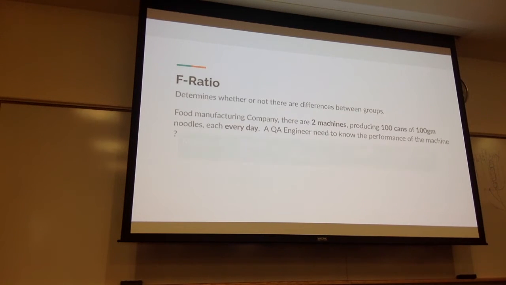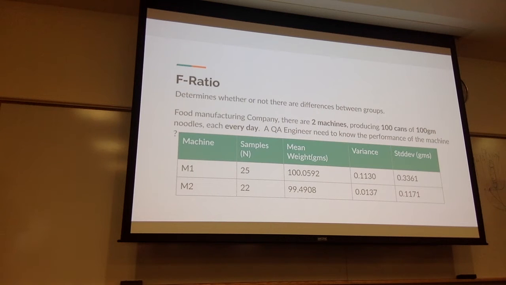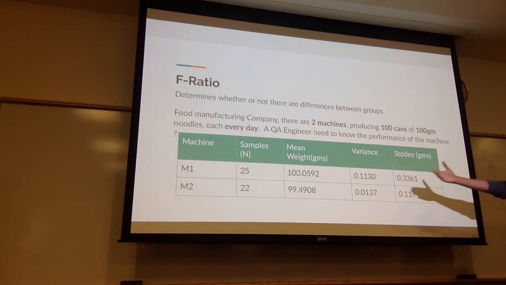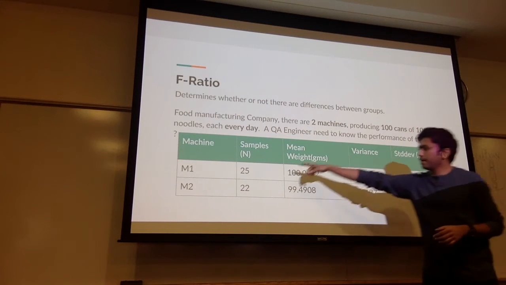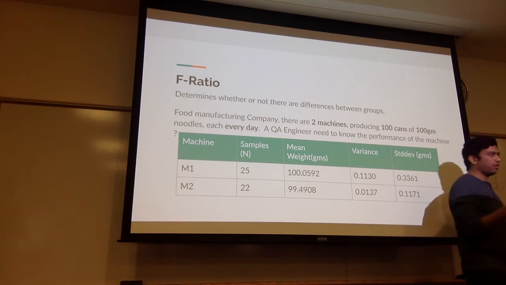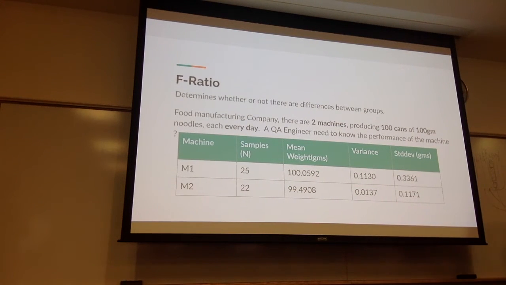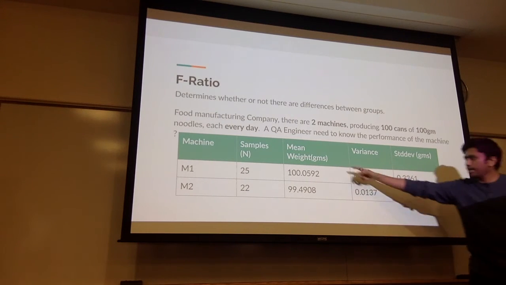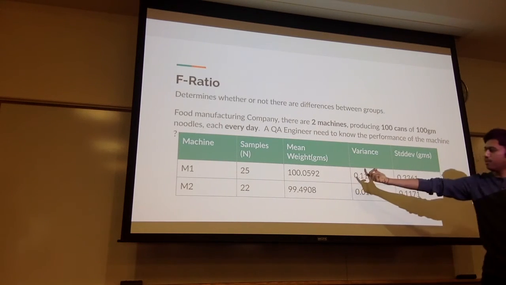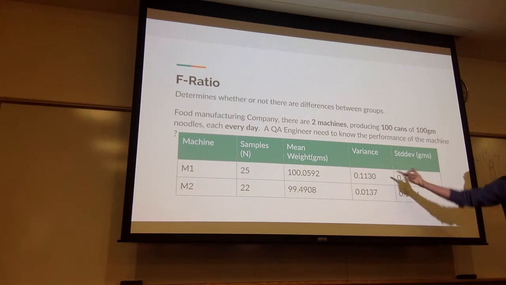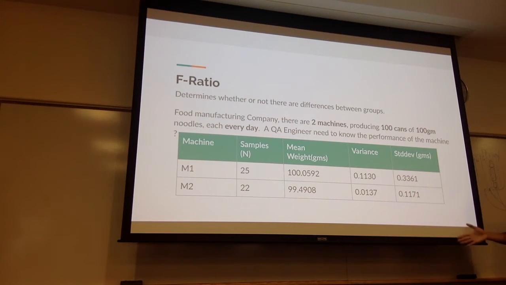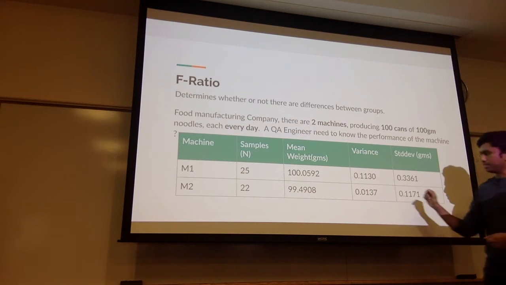So how would you do it? This is the data that we get. We have machine M1, machine M2, then the samples. From 100 cans, we are taking samples. In a batch we pick samples and we test. And this is the mean weight. You can see there is a small error, an increased weight, 100.052. Then this is the variance among those samples, and this is the standard deviation. The same thing for M2.